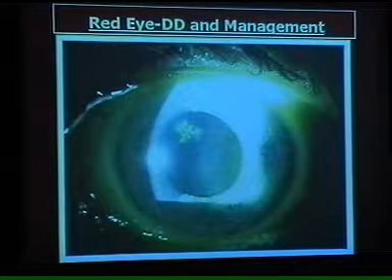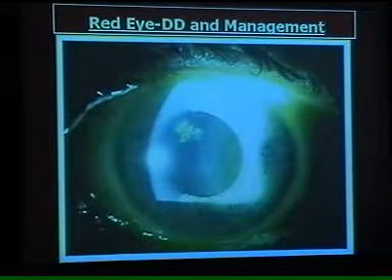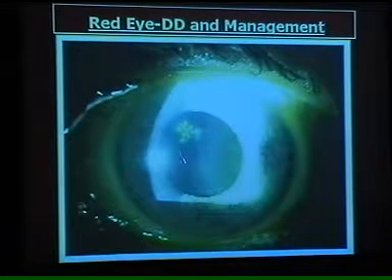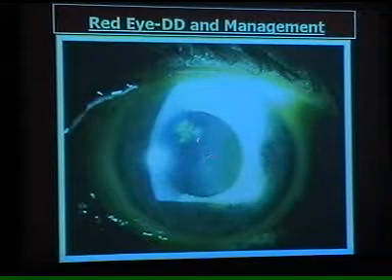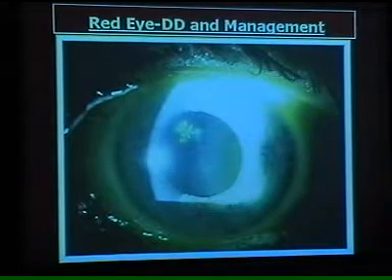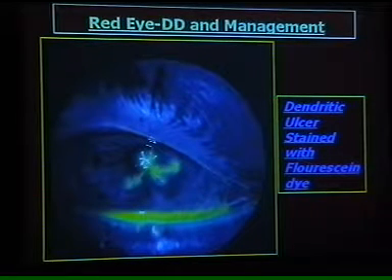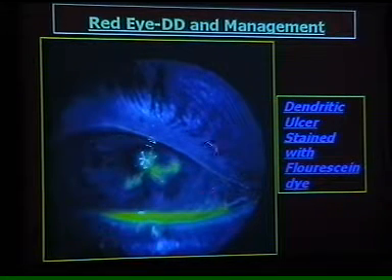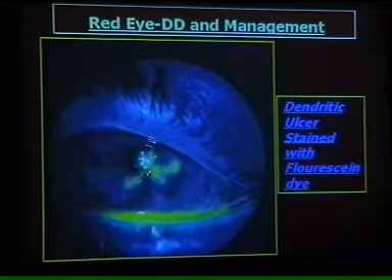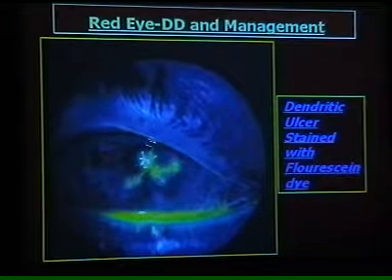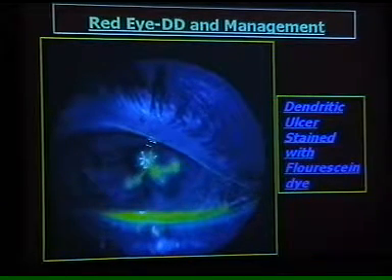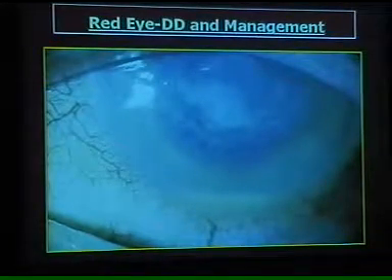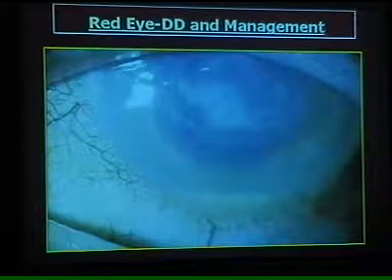Once it heals with some opacity, and when the opacity is there, the vision is dropped because of the opacity. Now, this of course is not in the central area, but it's close to the central area and can to some extent affect the vision. Now, this is a central pupillary dendritic ulcer, very beautifully stained with the dye and seen in cobalt blue light. You can see that the ulcer has pseudopodia, and it shows a typical dendritic appearance. Now this is not a dendritic appearance, but it's the advanced stage, which is the disciform keratitis.